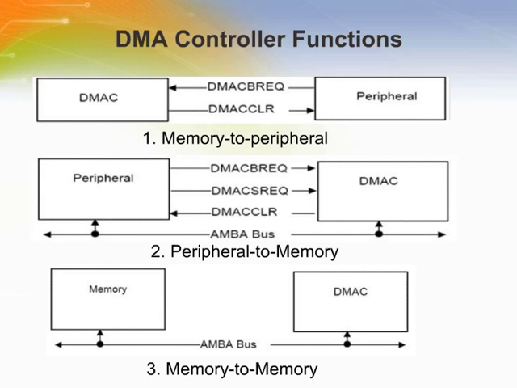Here we explain the various types of DMA transfer functions. Memory to peripheral. It uses a burst request in all transactions with a single request. Set DMAC burst to 1.